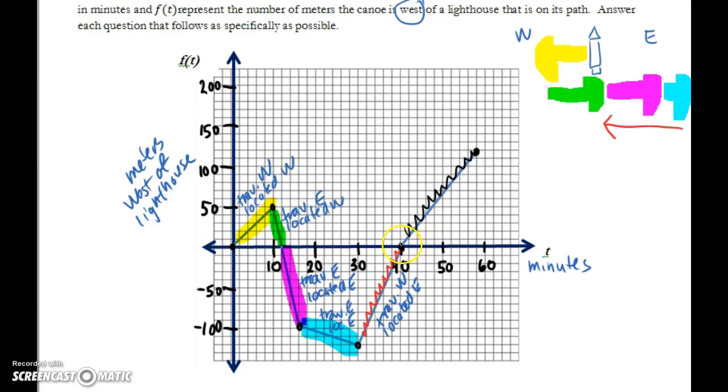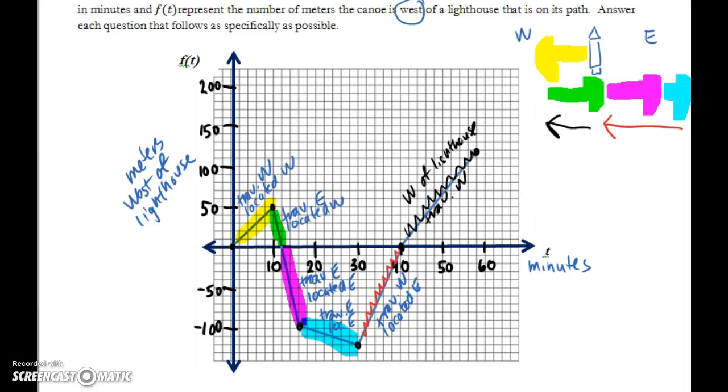And then our final piece of the graph here in black. Now it's gotten to the lighthouse when it hits the axis, and it keeps on going past the lighthouse. So it's west of the lighthouse, and it's traveling west. So this last piece is here in black. So each part of the graph in color corresponds to where the canoe is.